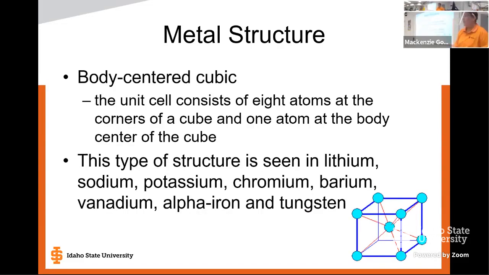Okay? So, body-centered cubic. Essentially, you have 8 atoms that make up the corners, there should be one drawn right here, of a cube, and then 1 atom in the center of the body. Okay? So it's 8 corners plus 1 center. This type of structure is seen in lithium, sodium, potassium, chromium, barium, vanadium, and then the alpha phase of iron.